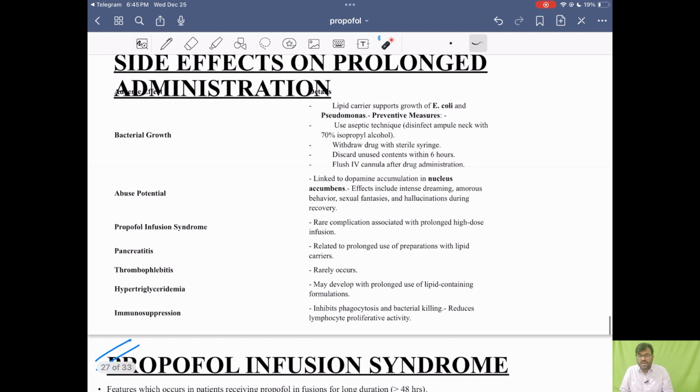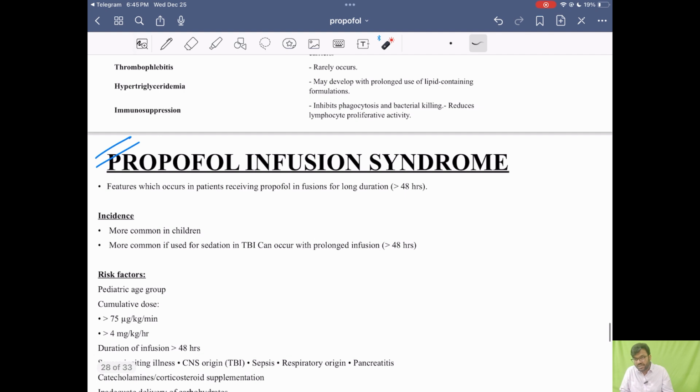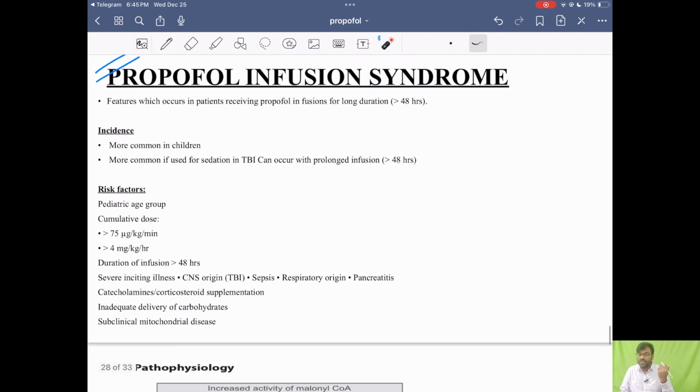Now we are coming to the last topic of propofol, that is propofol infusion syndrome. For propofol infusion syndrome, the first thing you should know is the duration of infusion that should be given before you start considering the patient has propofol infusion syndrome. It is for more than 48 hours. Patients who are receiving propofol for more than 48 hours.